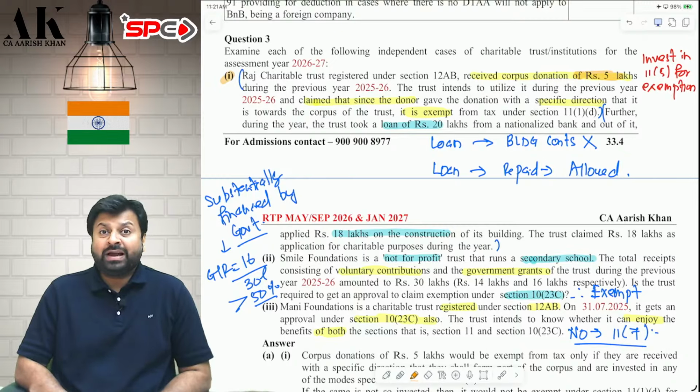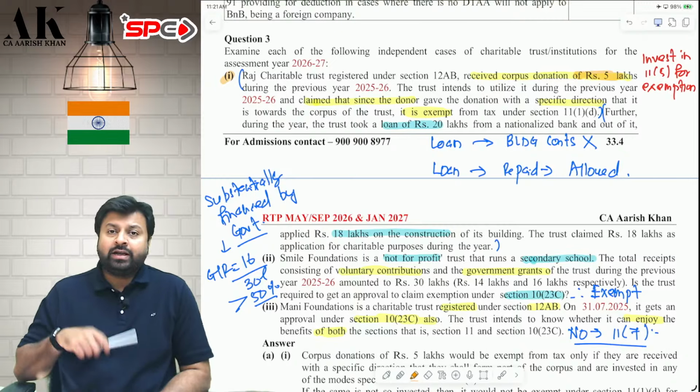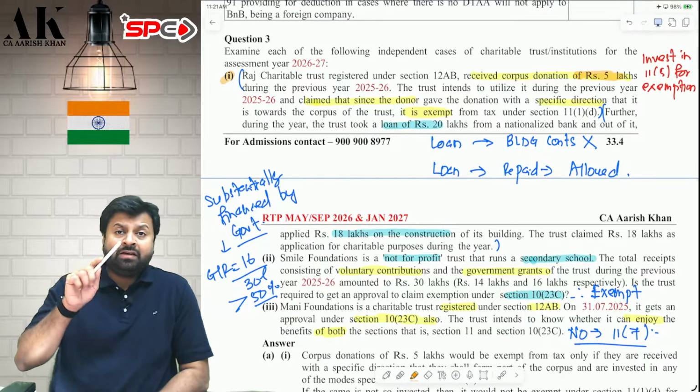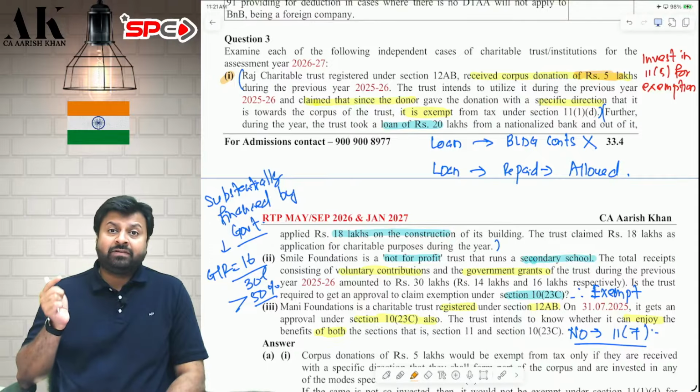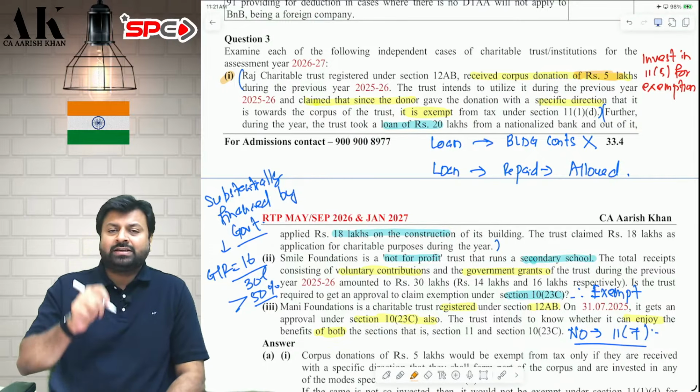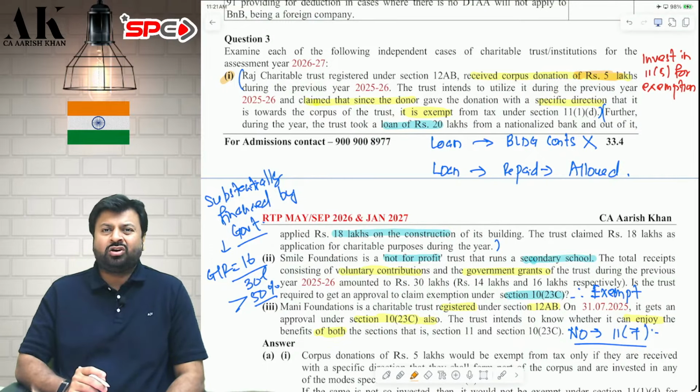Corpus donation is not by default exempt. It is exempt provided you invest in the mode specified in 11(5). So if you invest the corpus donation in the mode specified in 11(5), only then it is exempt. Otherwise, it is not exempt. Therefore, the contention of the trust is wrong.